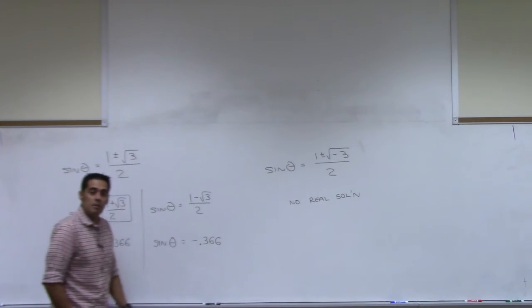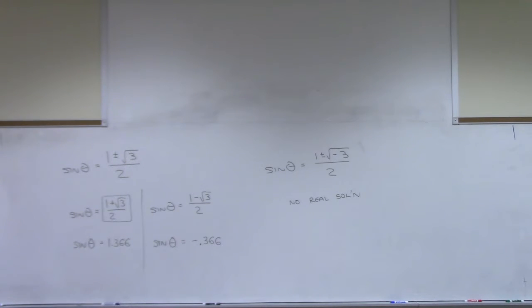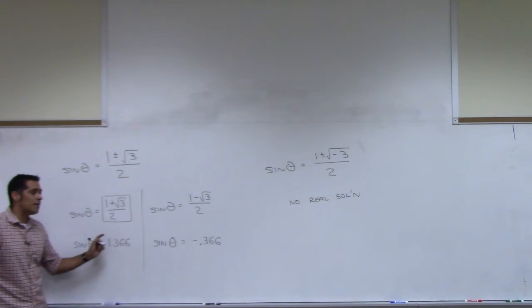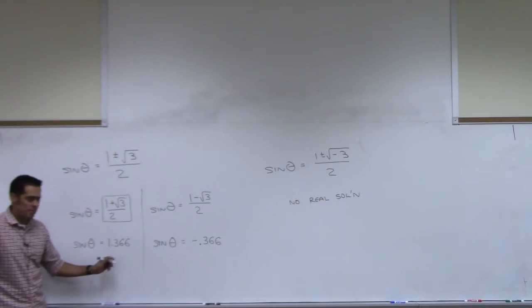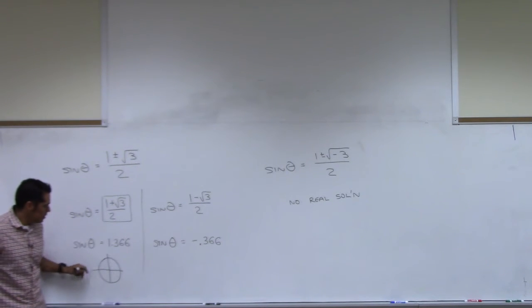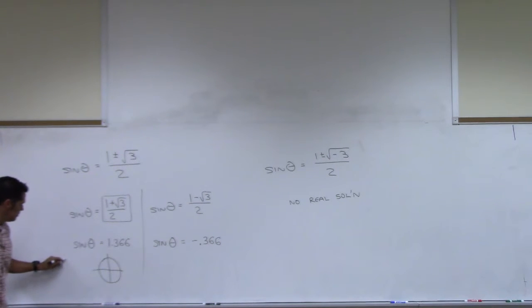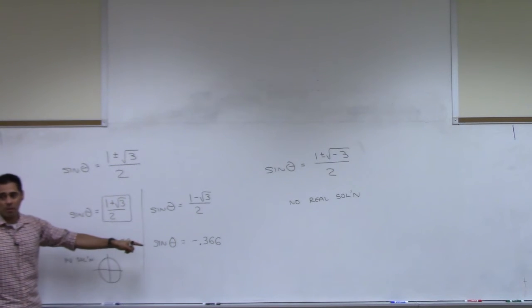All right. Now, what can you tell me about this? This is not going to have an answer. Why not? Why is there no solution here? It's not on the unit circle, right? We would ask ourselves, where on the unit circle is the y coordinate 1.3? But on the unit circle, your y coordinate, the biggest it can be is 1, right? So there's no solution here. No solution for this.